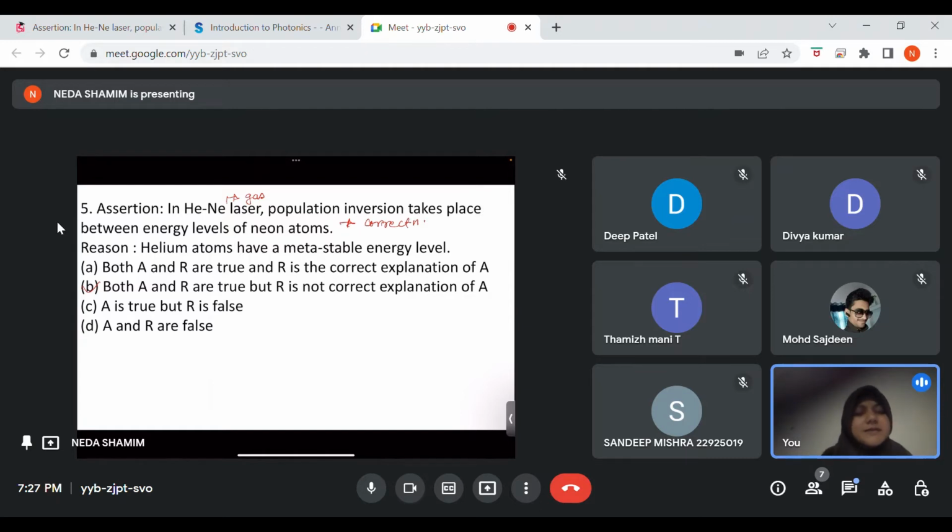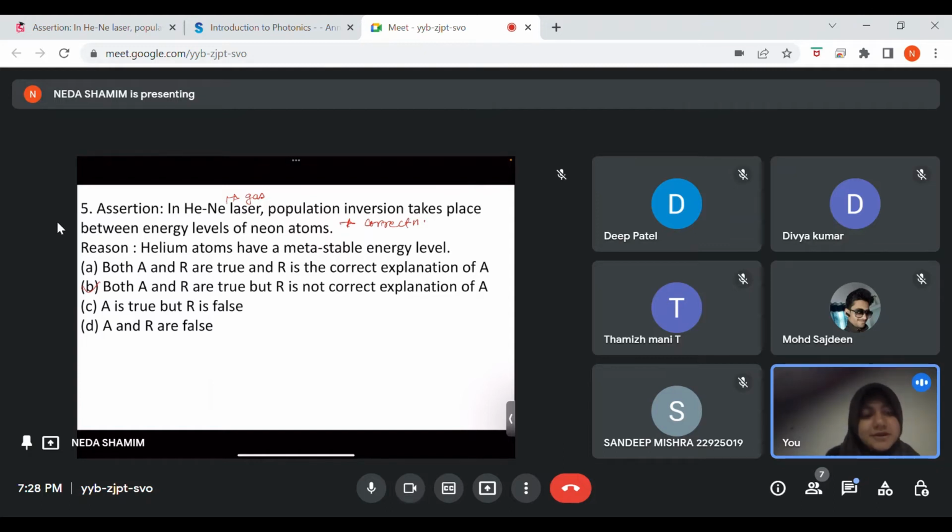So can someone tell me about the working of a helium neon laser? You can unmute yourself. The others can also participate in this. Sandeep, Divya, only Deep is giving all the answers. Tamis, you can also answer. So can you tell me how the helium neon laser works? Like I've told you, we have a gas. It's completely sealed, vacuum sealed in a glass tube. Then what happens? Then what is being done?